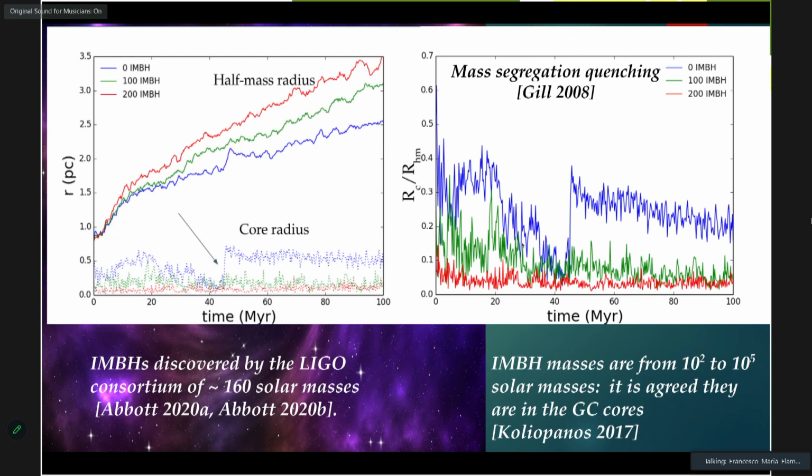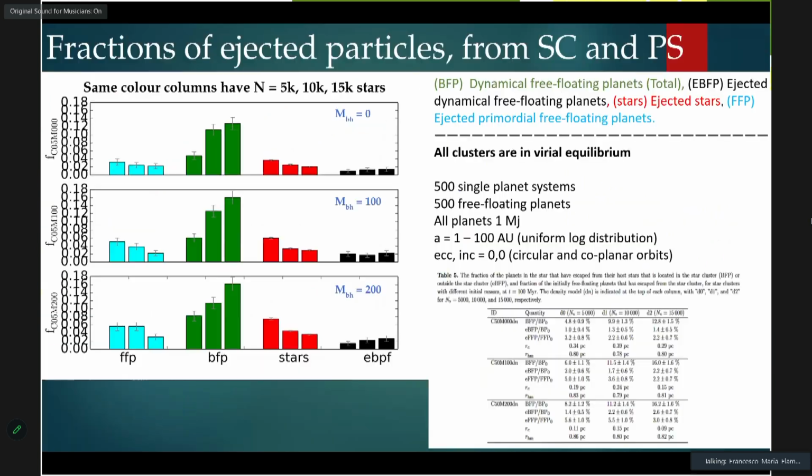If you want to know more, we have the Gill 2008 paper about this. So we also change here the density of the star cluster, and as you see in the green columns, the presence of the black hole further enhances the number of free-floating planets that are ejected from the planetary system. This is one of the most important conclusions. We also want to highlight that we cannot discern quite clearly if the density of the star cluster or the planetary system are the ones responsible for this.